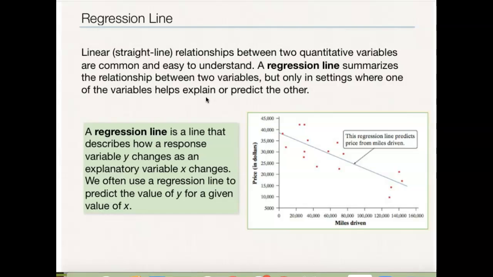And so that little example there is a scatter plot of the mileage on used cars and the price that they sell for. The regression line would help us predict the price you could sell a car for given the miles that it has been driven.